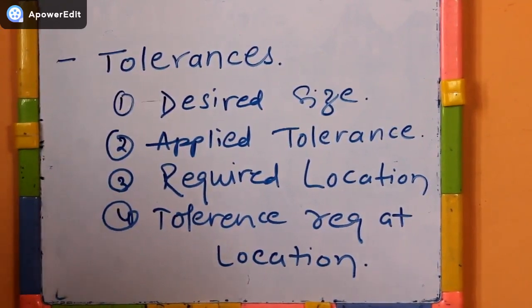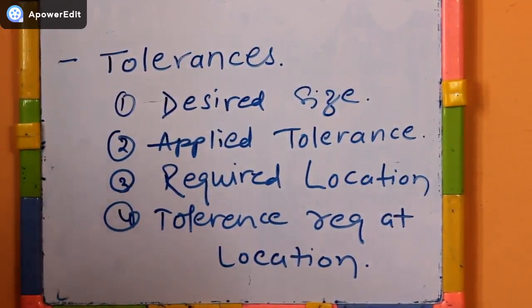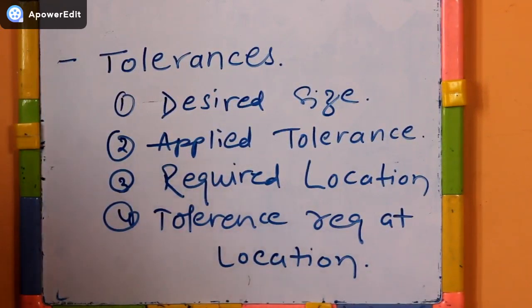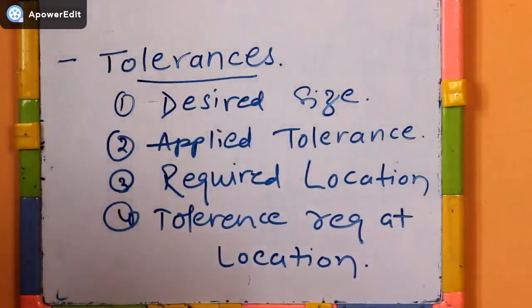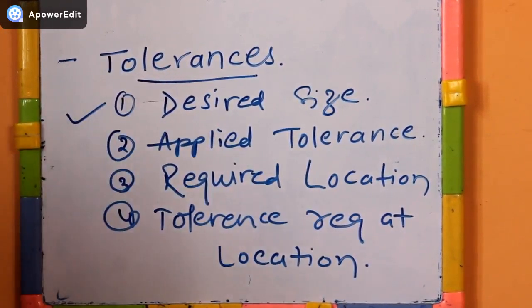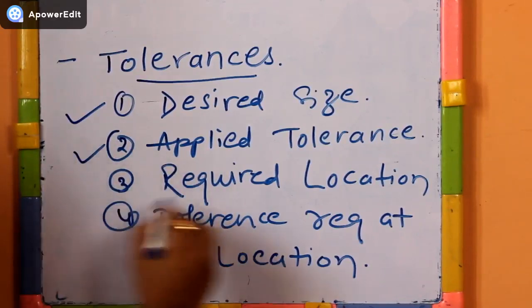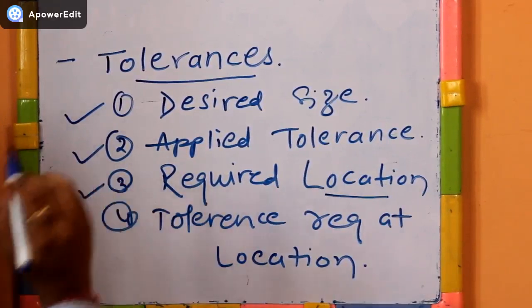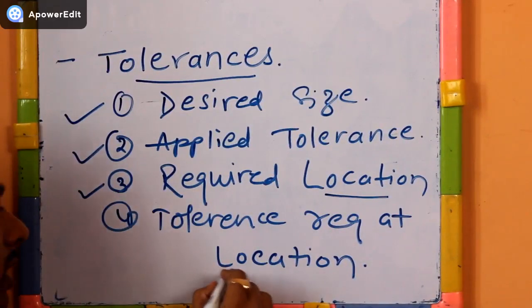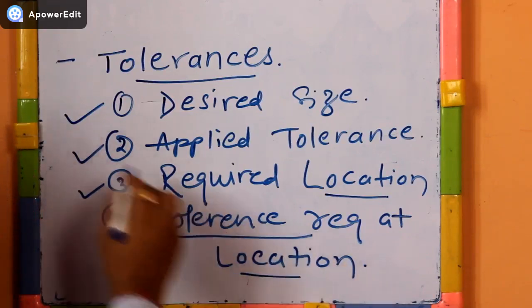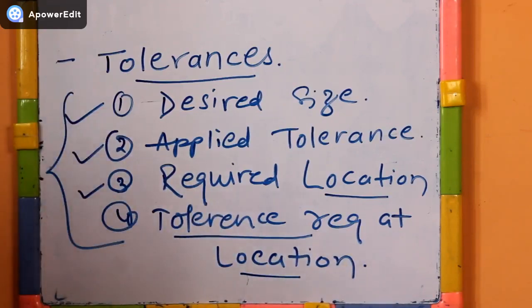So it is obvious that only the dimension of the component will not serve the purpose. It requires the introduction of tolerances. These tolerances require a few needs. Those needs are the desired size of the component, the applied tolerance on that component, at which location the tolerance is required, and at a particular location how much tolerance is required. These basic four requirements must be fulfilled to define the tolerance of the component.